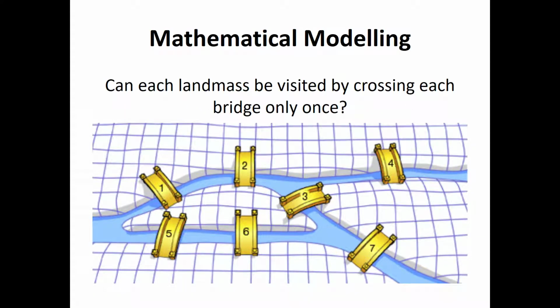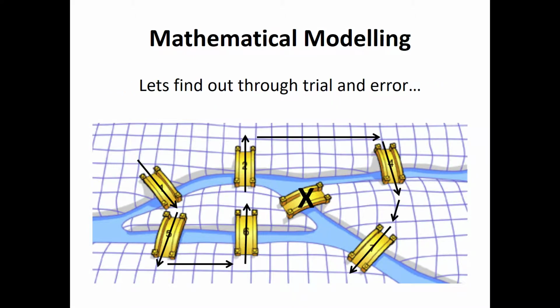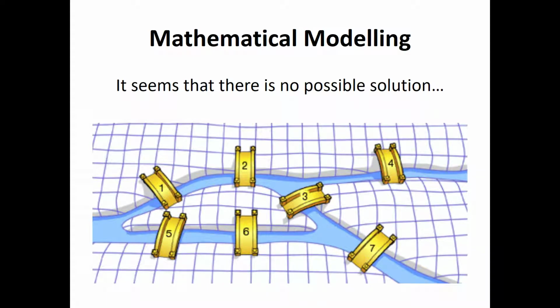The puzzle is, can each landmass be visited by crossing each bridge only once? So we try and find that out through trial and error. We realize that no matter what way we go about it, either bridge 3 can't be crossed or bridge 7 can't be crossed. So there seems like there is no solution.